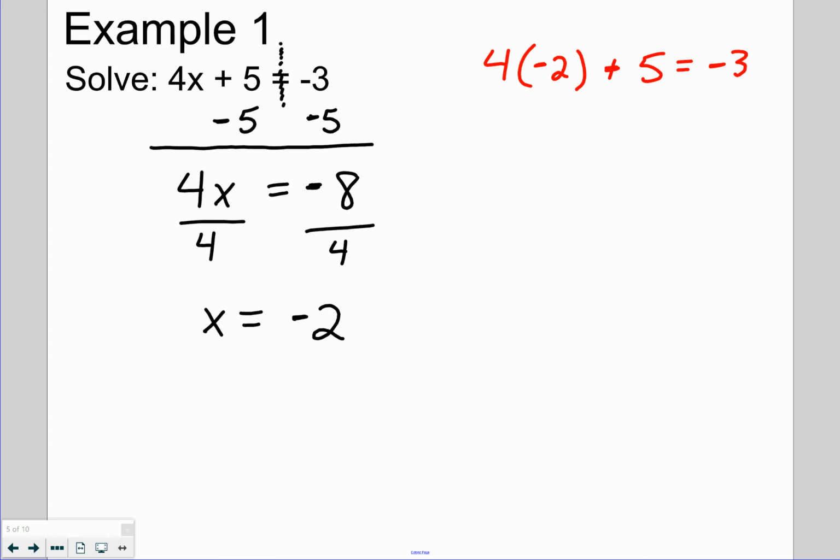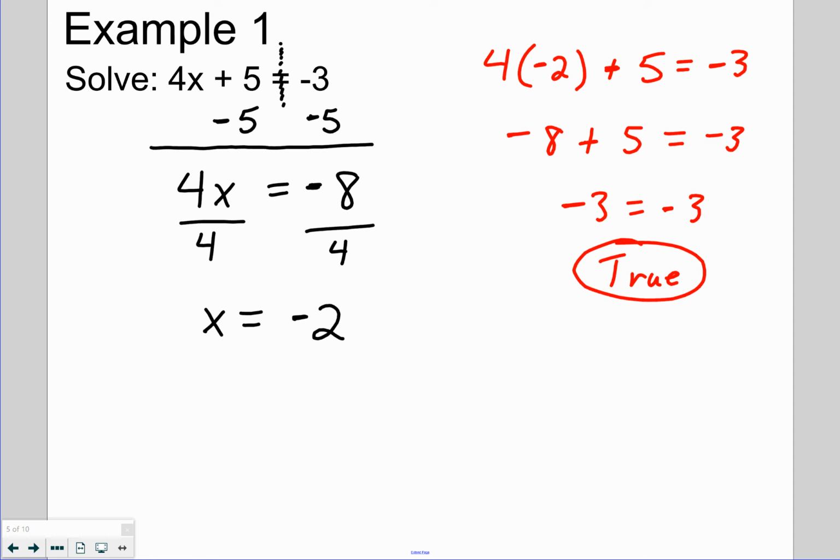So, what is 4 times negative 2? Negative 8. Plus 5 is negative 3. What is negative 8 plus 5? They're different signs, so you subtract and keep the sign of the bigger one. So this is a true statement. I was just confirming for my brain that the answer is x equals negative 2. The reason I wrote true is because negative 3 equals negative 3 is a true statement.